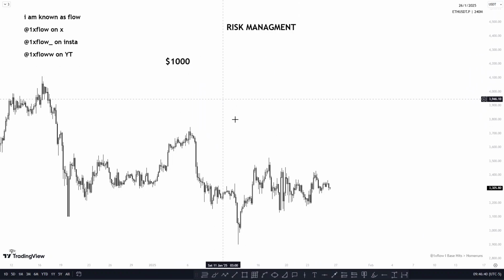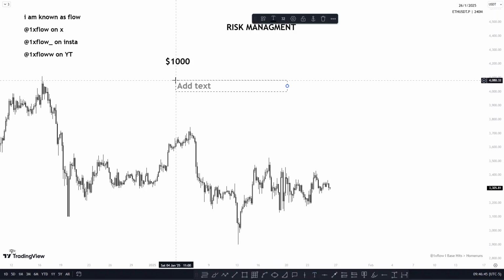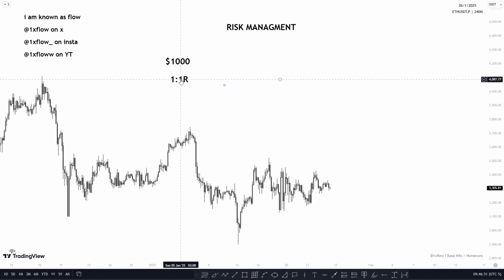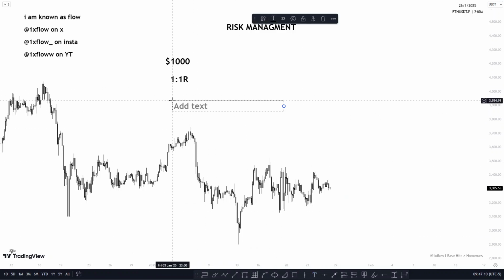So if I have $1,000, and I'm looking to mathematically risk, I am looking for at least a 1-to-1 R. This means if I were risking, let's say, $5, and I made 1R, then I would make $5 in this specific scenario. So that's what a 1-to-1 R would be. A 5-to-1 would be if you are risking $5 and you made $25 out of that specific trade, right? So all we really need is a 1-to-1 R and an over 50% win rate.